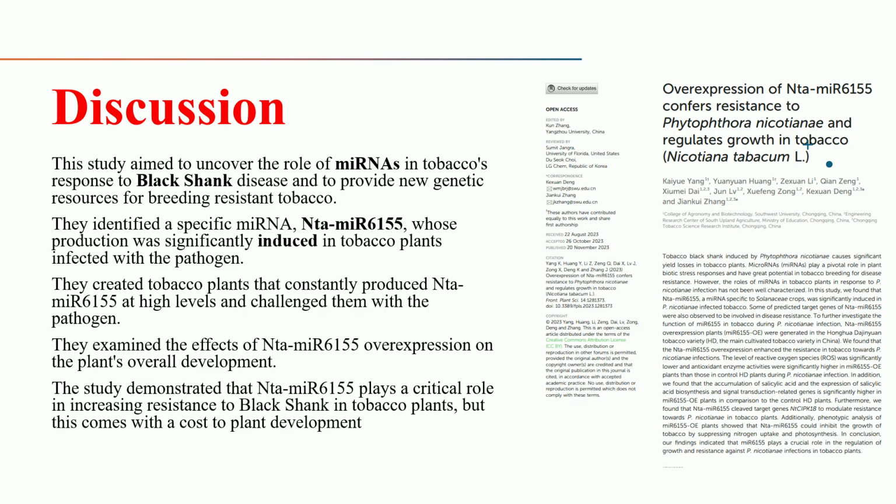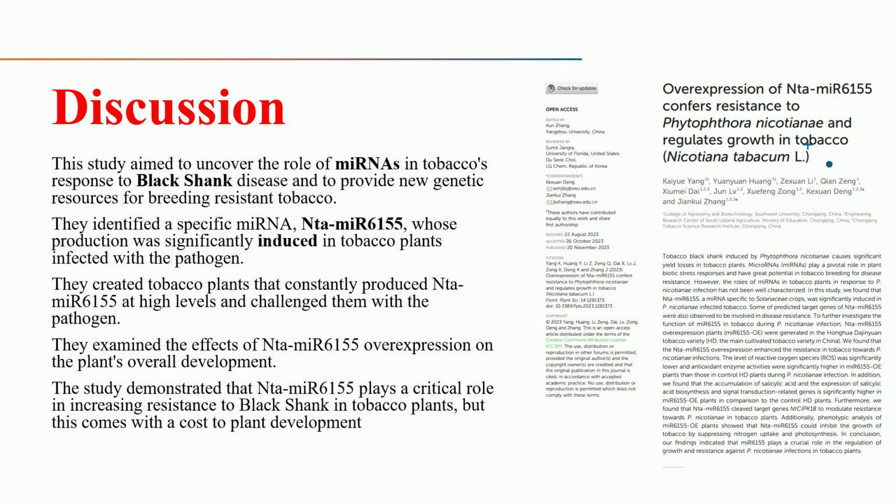Discussion. There are two articles in the discussion. The first one is for black shank and tobacco. This study aimed to uncover the role of microRNAs in tobacco's response to black shank disease and to provide new genetic resources for breeding resistant tobacco.